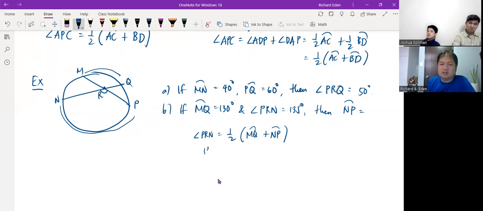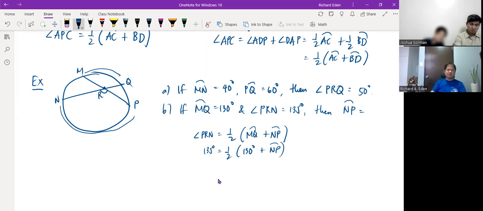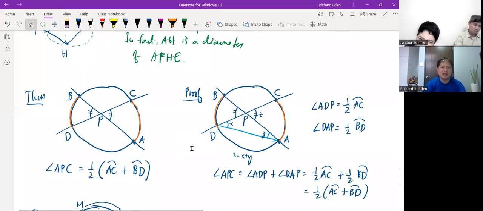Then angle PRN is 135 degrees. MQ is 130 degrees. And we're looking for arc NP's measure, so we should be able to figure it out. Twice 135 is 270, minus 130, that's 140 degrees. Okay. So what happened here is that in this theorem, the two secant lines intersected inside the circle.